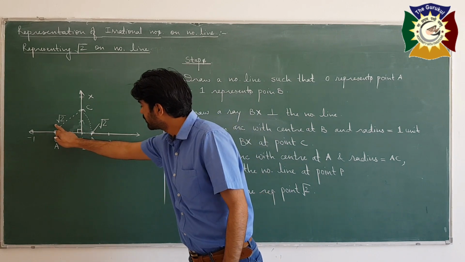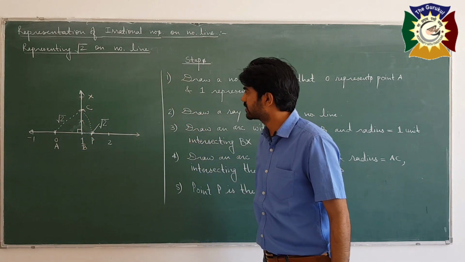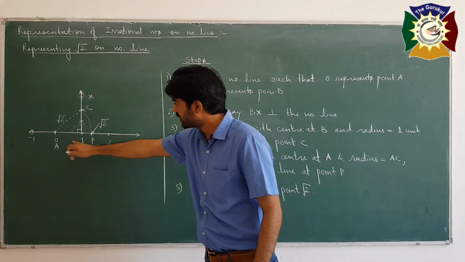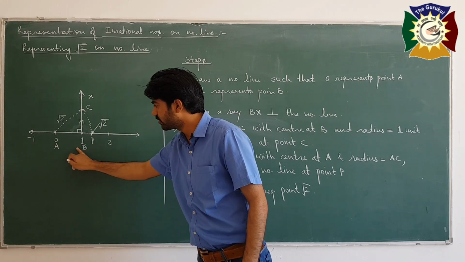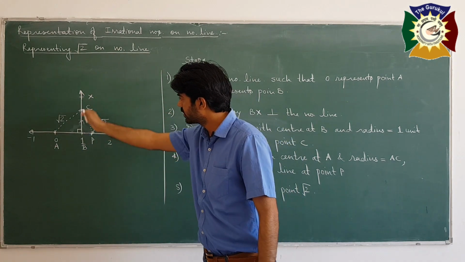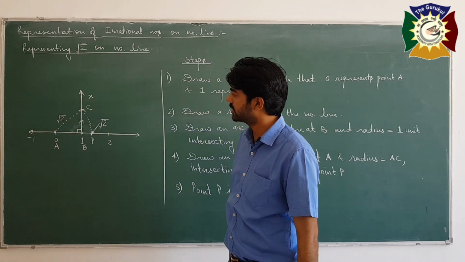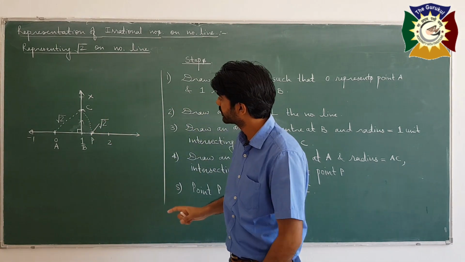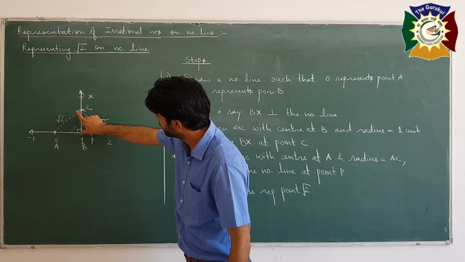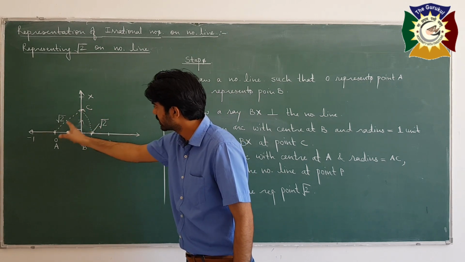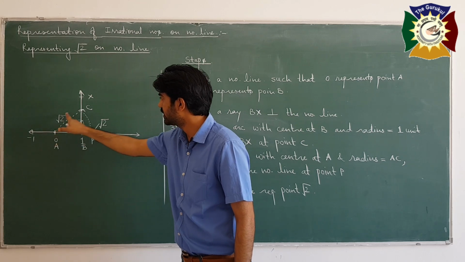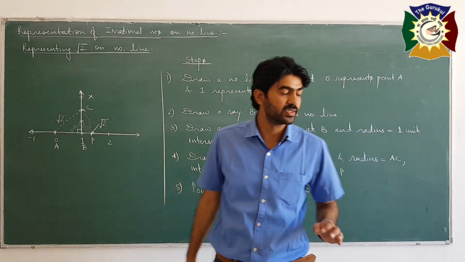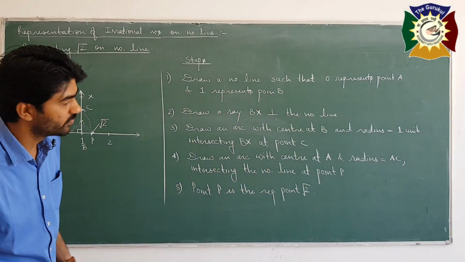So root 2 can be represented by following these 5 steps. Again we can see, first we will draw a number line, then we will take 2 points A and B, A on 0, B on 1. Then we will draw a ray perpendicular to the number line, that is BX. Then we will draw an arc by taking 1 unit radius and we will cut BX at point C. Then we will draw another arc by taking A as center, AC as radius, and it will intersect the number line at point P. So point P will be the required number, that is root 2.